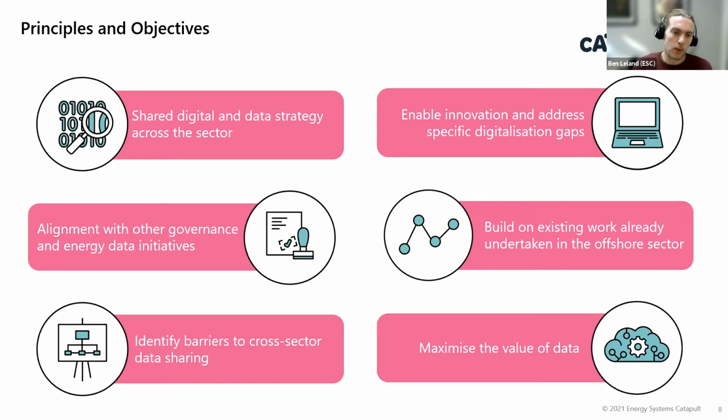Another objective is that we want to make sure that we're enabling innovation and addressing specific digitalization gaps. Innovation can come from the smaller innovators, which I've already mentioned that the Catapult work with on a frequent basis, but can also come from more established companies where they can exercise their extensive experience over the years and bring new products and services to market and fill particular solutions. And then finally, one of the key points is around making sure that we're identifying the barriers to cross-sector data sharing. And that's both within organizations in some cases, but within the sector and between the onshore and offshore sectors as well.